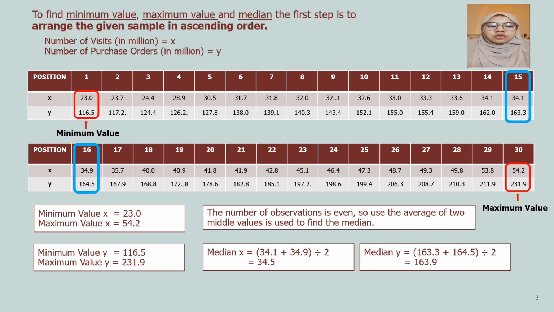The minimum value of X is 23, the maximum value is 54.2, while the minimum value of Y is 116.5 and the maximum value is 231.9. As the number of observations is even, we use the average of the middle values to find the median. The median for X is 34.5, while the median for Y is 163.9.